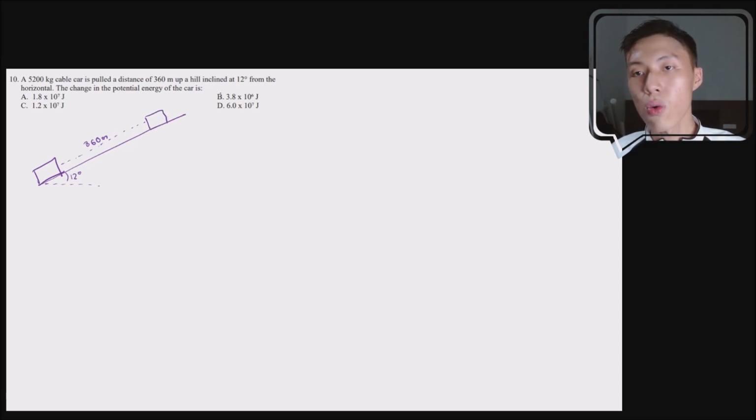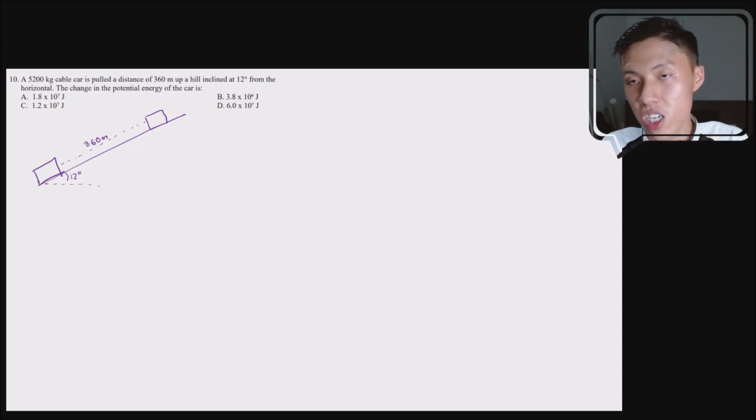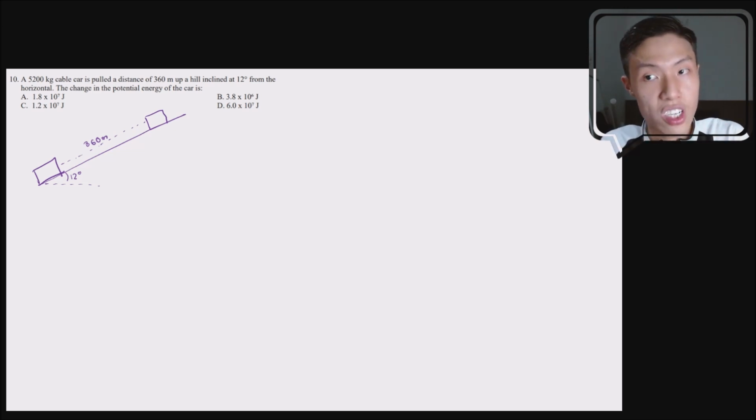Okay, so if you are asked to find the change in potential energy of the car, you know that here the potential energy relevant to the situation is the gravitational potential energy, because this is definitely not elastic potential energy. There's no spring involved. There's only change of height involved. So if there's change in height involved, you know that there will be change in gravitational potential energy. So to find the change in gravitational potential energy, you definitely need to know the change in height first.